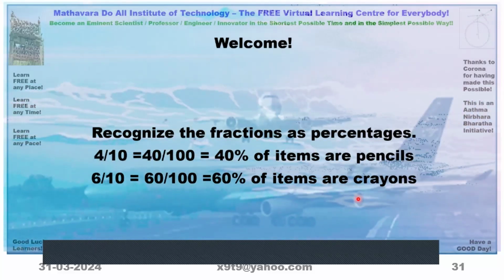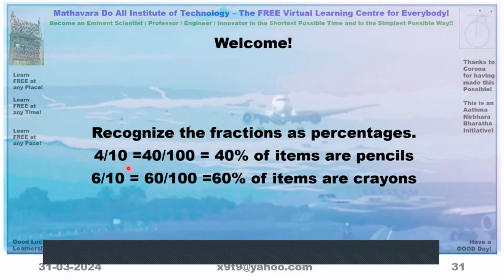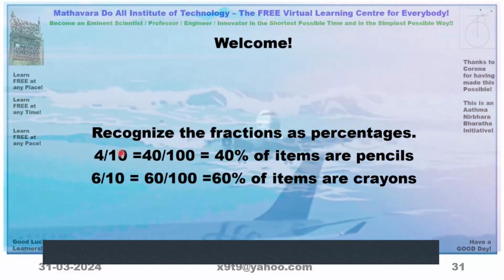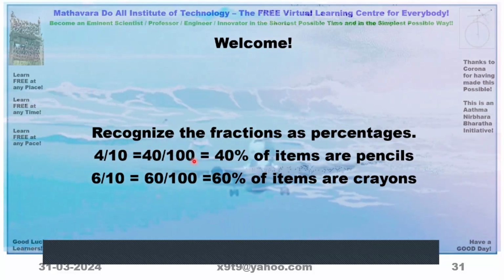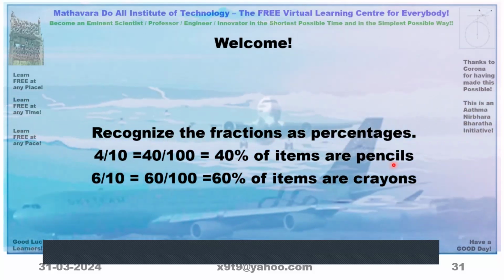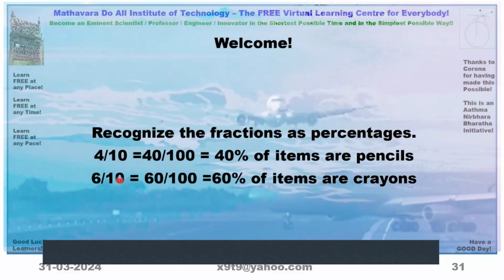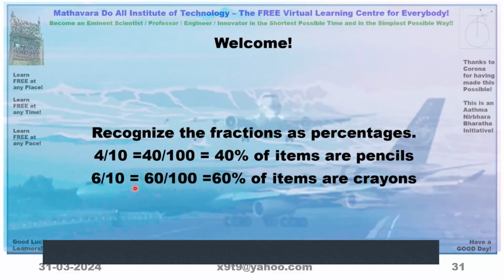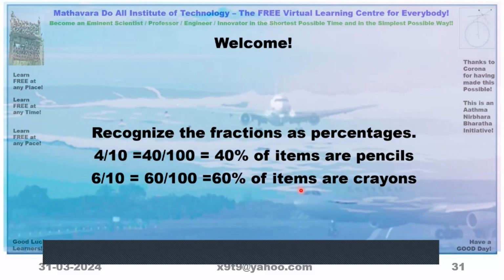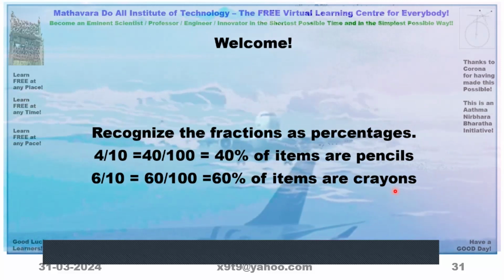So recognize the fractions as percentages. Suppose we have 4 by 10. If you multiply by 10 here, multiply by 10 here, it becomes 40 by 100. Then that is called 40% of total items are pencils, we can say. Similarly, 6 by 10 is there, multiply by 10 here, multiply by 10 here, it becomes 60 by 100, or it is 60% of total items are crayons. So like this we can tell the percentage of items also.